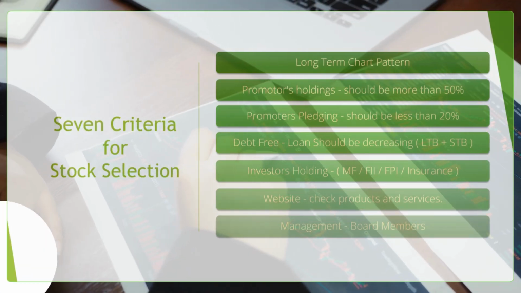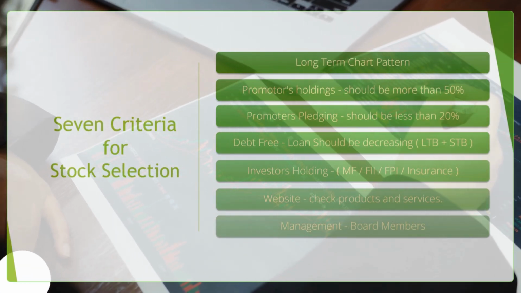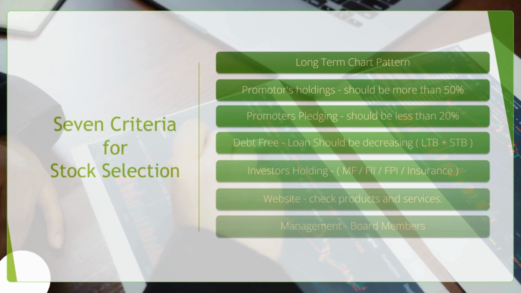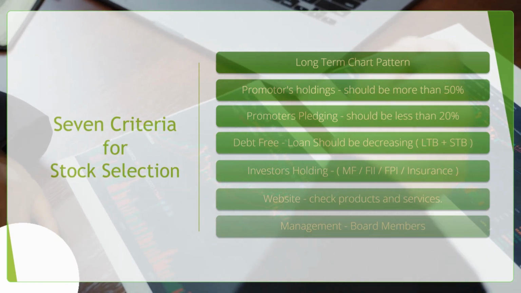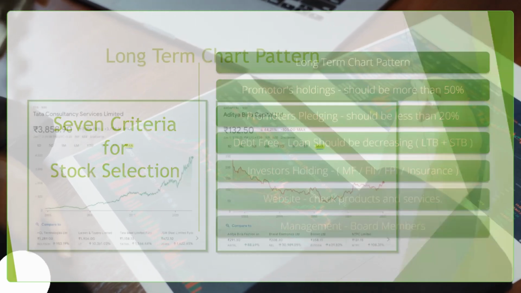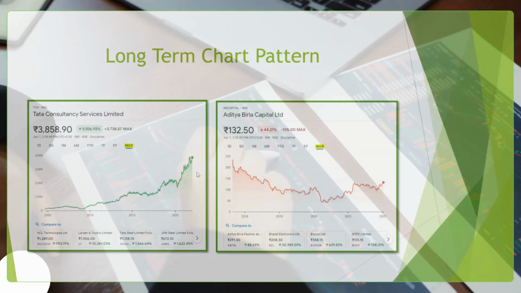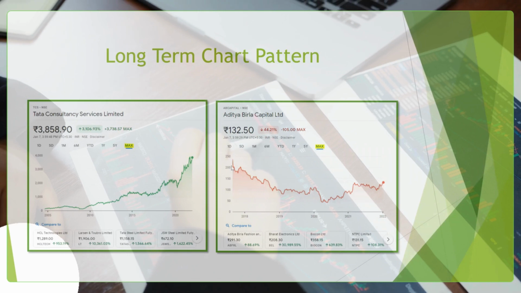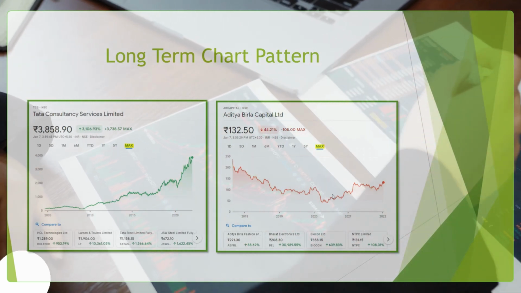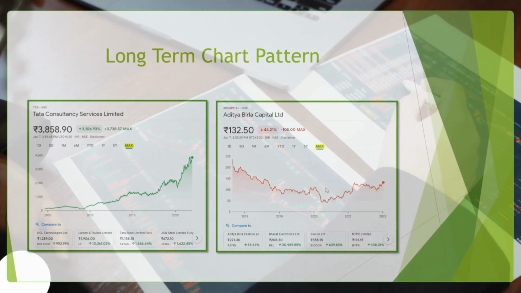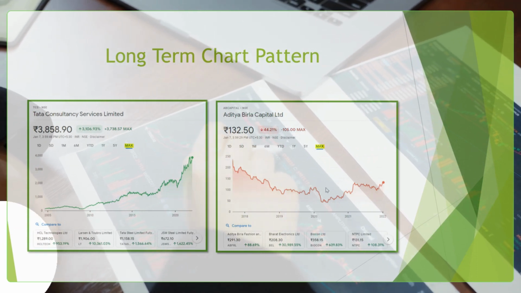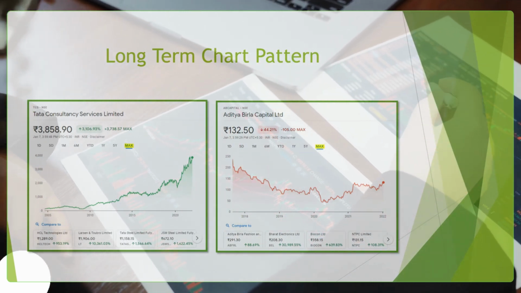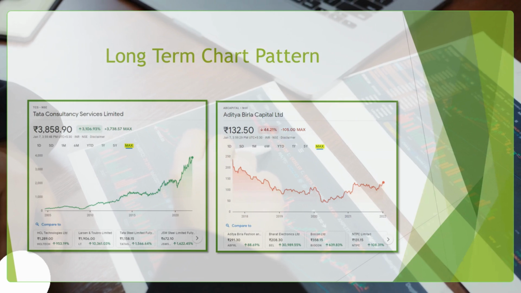Before selecting the stocks, what are the things we should consider? First thing, we should check the long-term chart pattern that we have seen in our previous session, right? Any company which is growing from bottom to top, that we should consider for our long-term investing. Any company which is going from top to down, that kind of company we should not. So the first parameter of 7 criteria is that we should consider their long-term chart pattern. How is their long-term chart pattern?